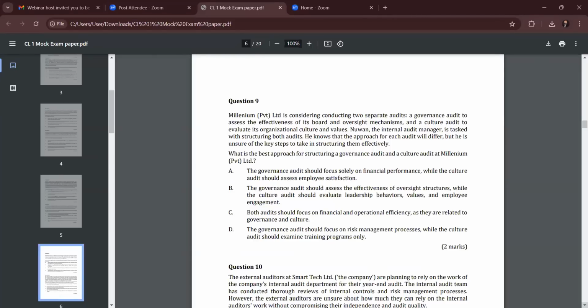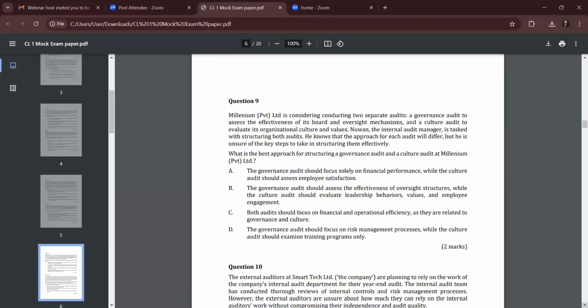So A out. B, governance audit should assess the effectiveness of oversight structures like the board, like the, let's say, audit committee. That's what governance audit should evaluate, the oversight structure, while the culture audit should evaluate leadership, behavior, values, and employee engagement. What's the answer? Both audits should focus on financial and operational efficiency. Governance or financial efficiency. See out. Governance means corporate governance, risk management, right?